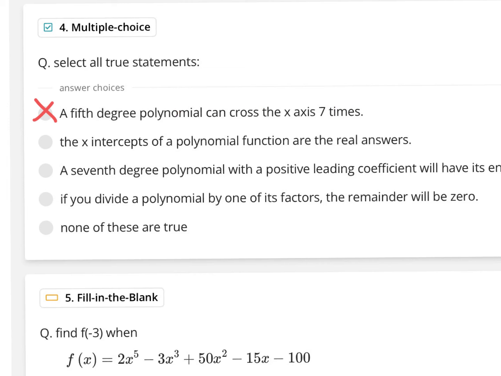Next one says, the x-intercept of a polynomial function are real answers. That's absolutely true. We know that x-intercepts are answers. Now, the only difference here, it says real. That's because we're talking about answers that are not imaginary, right? Obviously, you could have imaginary answers, but you are not going to see those as x-intercepts. So this guy is absolutely true for sure. That one, select that one. Moving on.